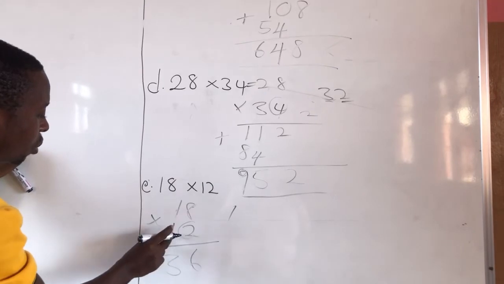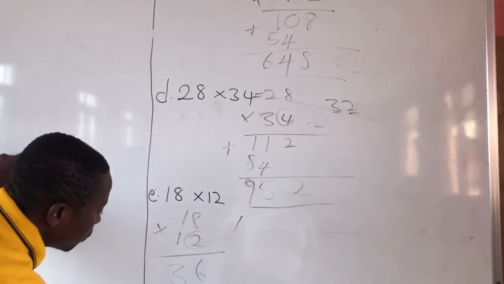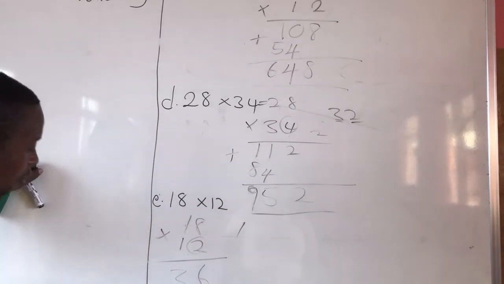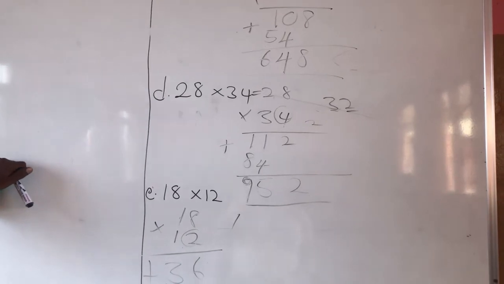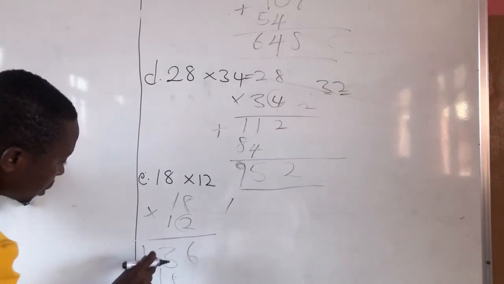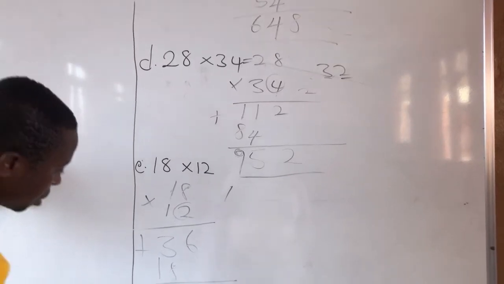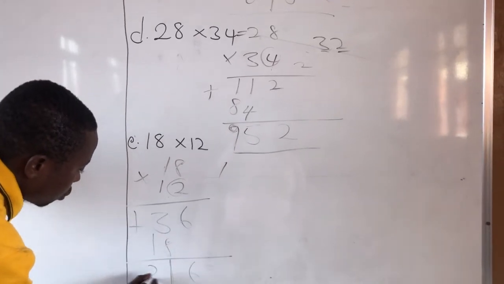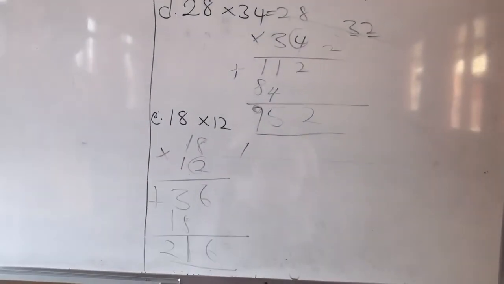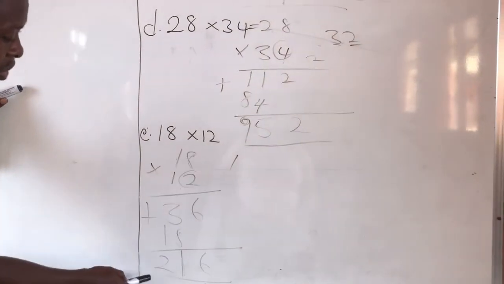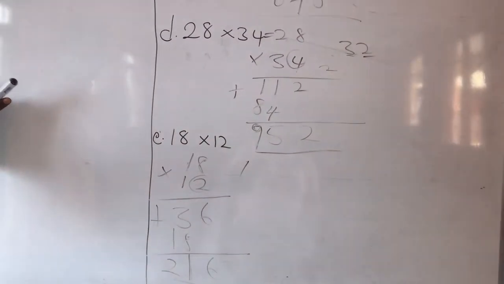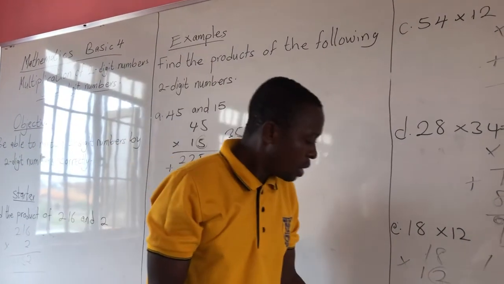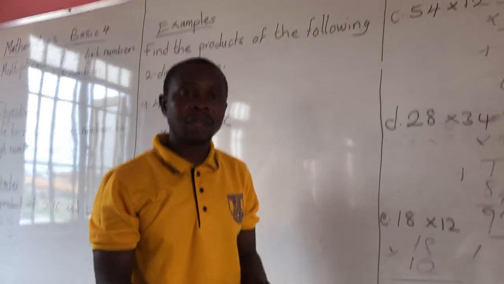We finish with the 2, so we move on with 1. So 1 times 8 is 8. Always write it under the tens. Then 1 times 1 is 1. From here, you continue to add. So 6 plus 0 is 6. 3 plus 8 is 11, right? You write 1, carry 1. Plus 1 will give us 2. So 18 times 12 will give us 216. Very good.